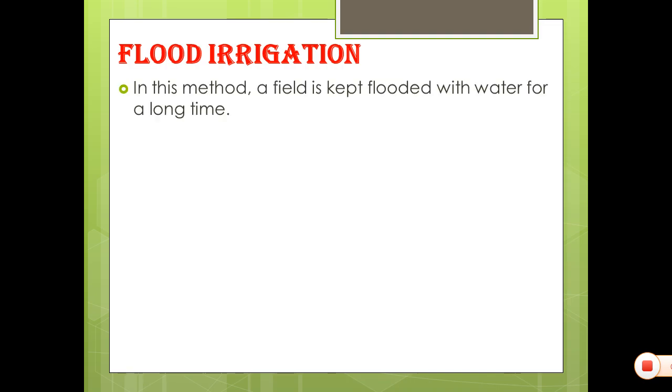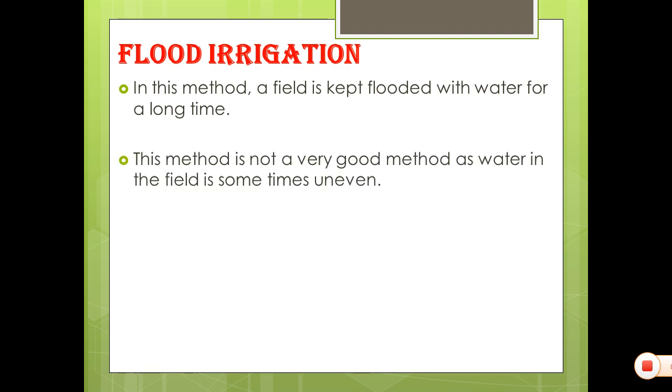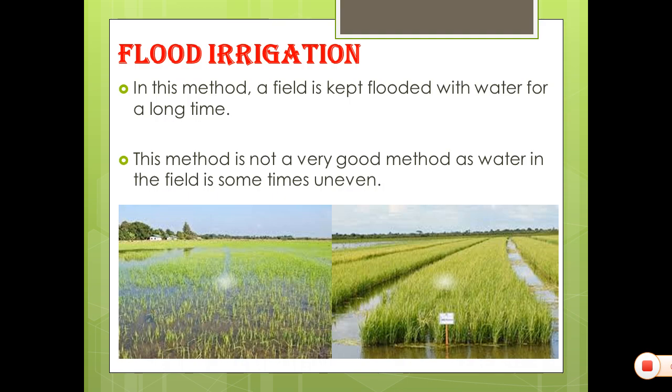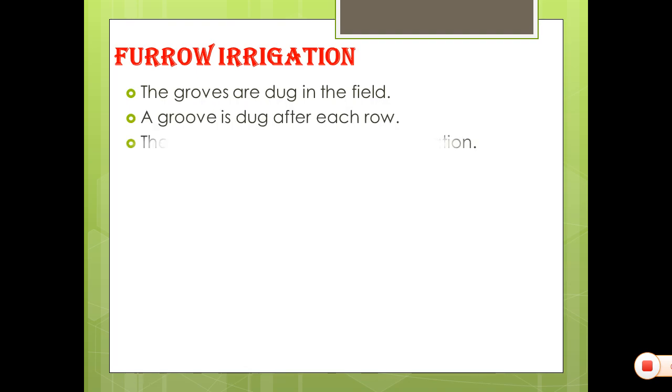Flood irrigation. In this system, the field is kept flooded with water for a long time. This is not a very good method as water in the field is sometimes uneven. Next is furrow irrigation. The grooves are dug in the field. The groove is dug after each row and the water is filled in these furrows which is used for irrigation.